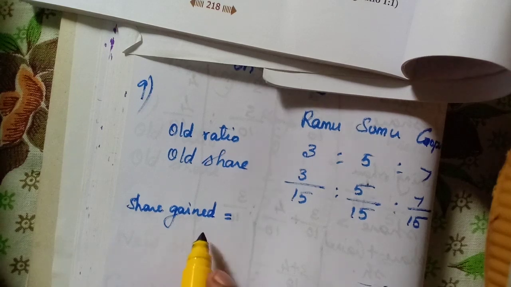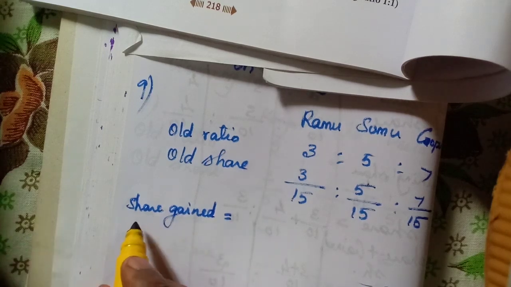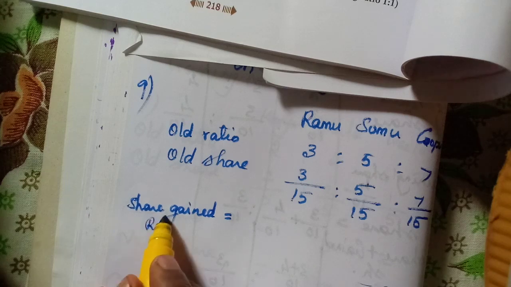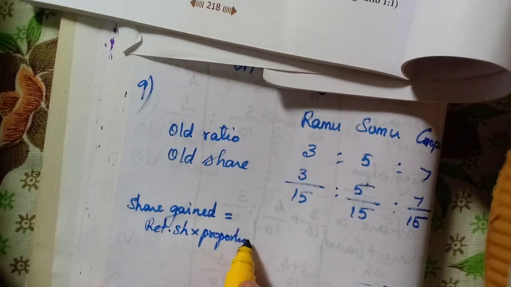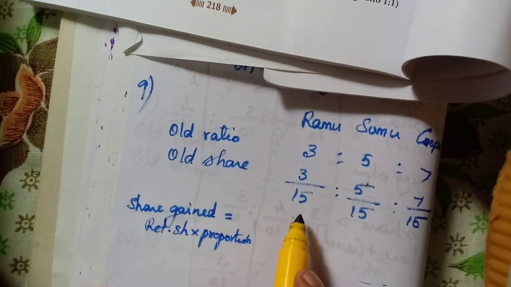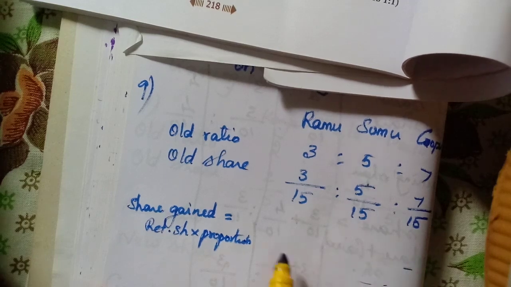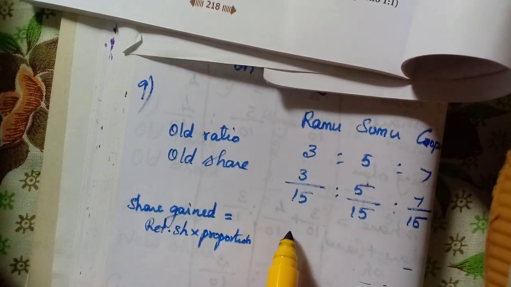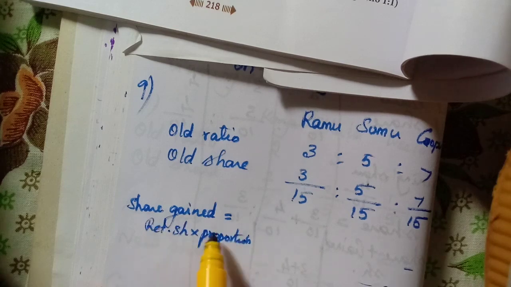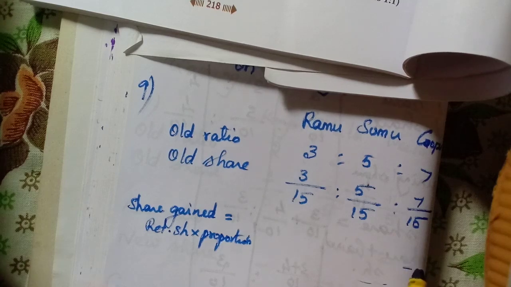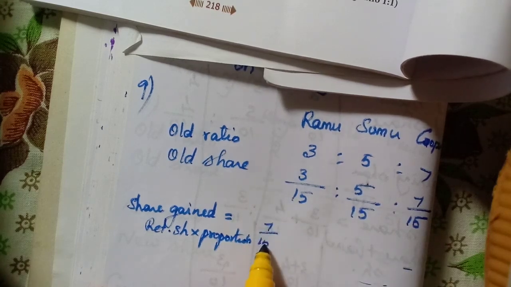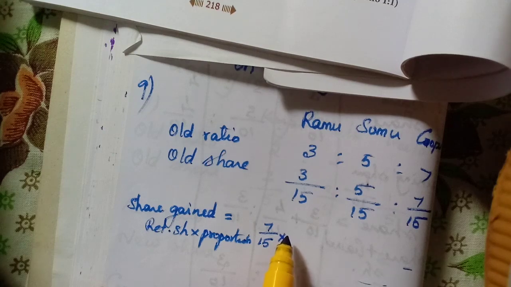We need to calculate. Okay, what is the formula? Retiring partner's share into proportion. Okay, who is retiring? Gopu retires. So for Ramu, how do we calculate? What is the retiring partner's share? Retiring partner's share is 7/15. The proportion is given 3:1, so 3/4.